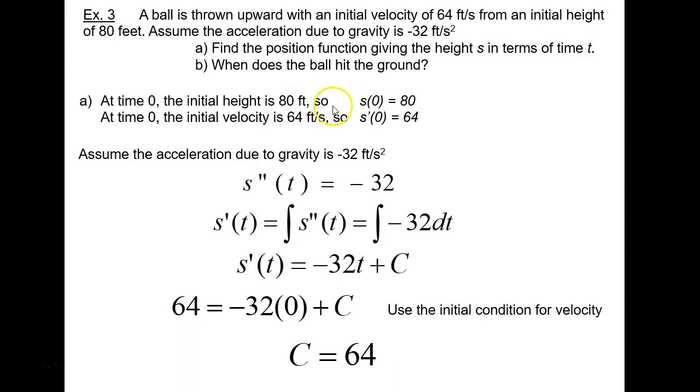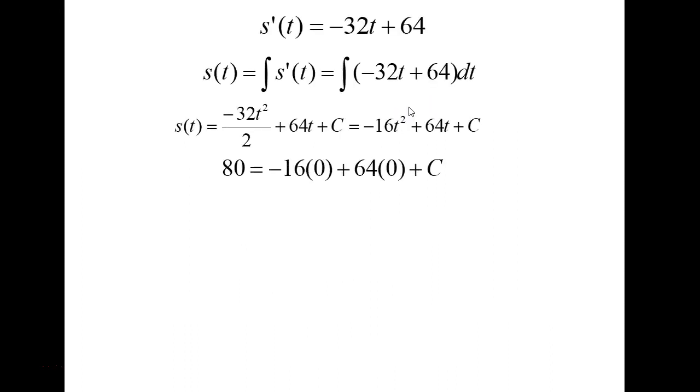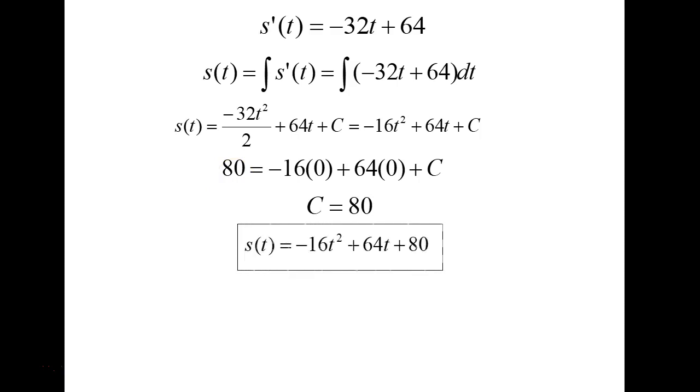Well, remember, we also had this information about the initial height. We were told that at 0, the initial height was 80. So if I plug in 0 for my time and 80 for my height, I can solve for c and get 80. So my position function for this object is negative 16t squared plus 64t plus 80 is equal to s of t.